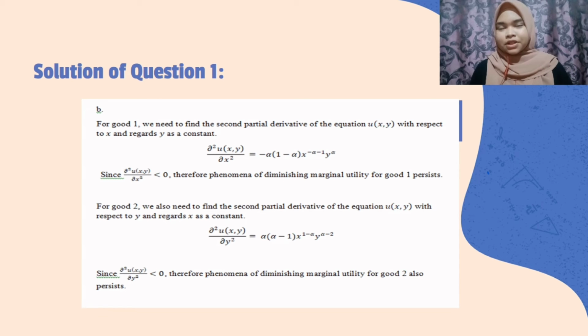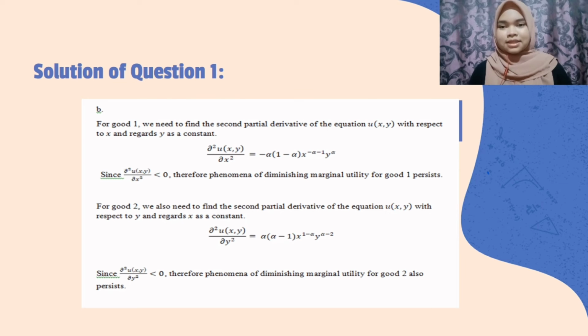Since the second partial derivative is less than 0, the phenomenon of diminishing marginal utility for good one persists. For good 2, we also need to find the second partial derivative of the equation with respect to y and regard x as a constant. Since the second partial derivative is less than 0, the phenomenon of diminishing marginal utility for good 2 also persists.